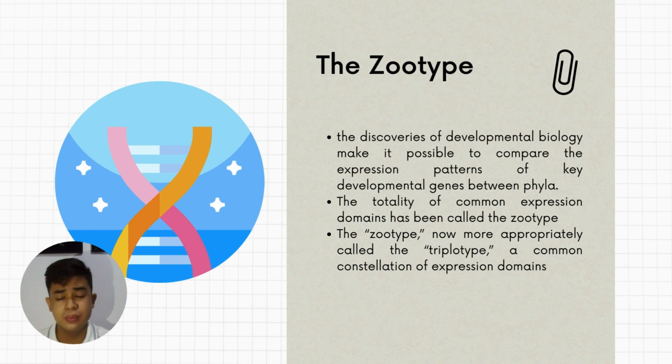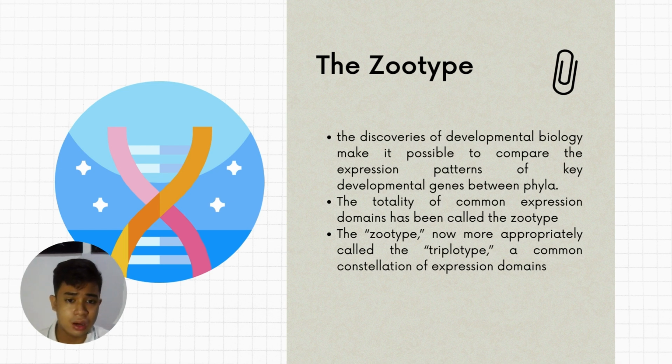After the discovery of the phylotypic stage, zootypes have also been identified in animals. First things first, it is important to note that the discoveries of developmental biology make it possible to compare the expression patterns of key developmental genes between phyla. So, what is a zootype? It is actually the totality of common expression domains that is expressed during body plan formation.